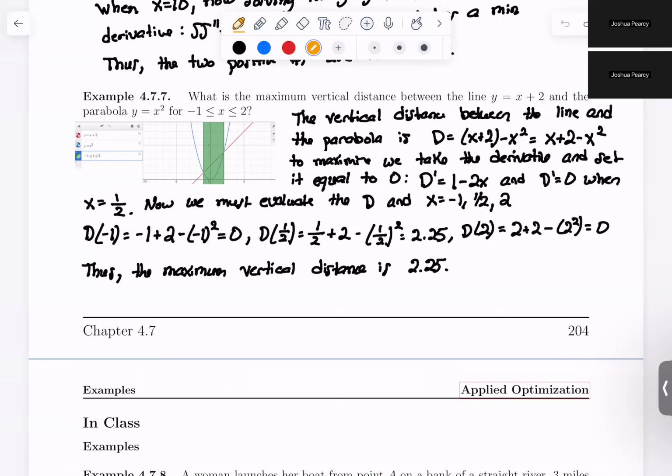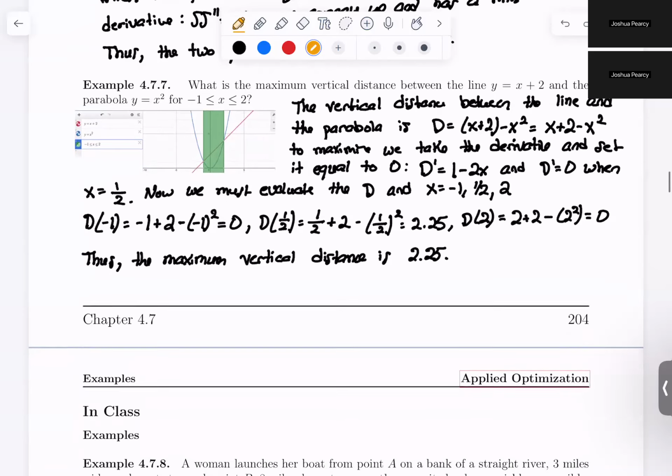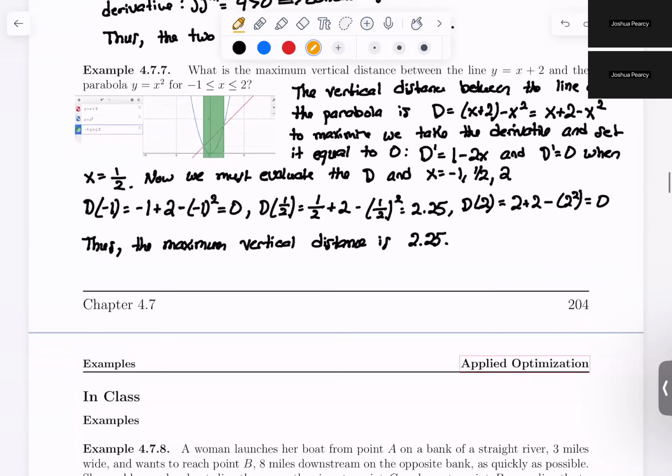So that's how we solve that problem there. All we were looking for is the maximum vertical distance. So we could check that this actually is a maximum by saying, what's the derivative here? The derivative of 1 minus 2x is negative 2, and negative 2 is less than 0, so that implies that it is concave down and it has a maximum.